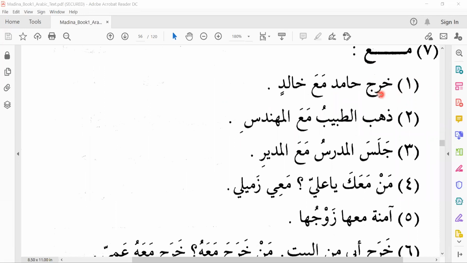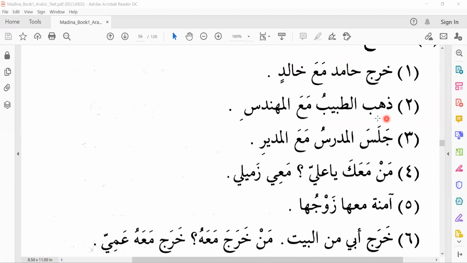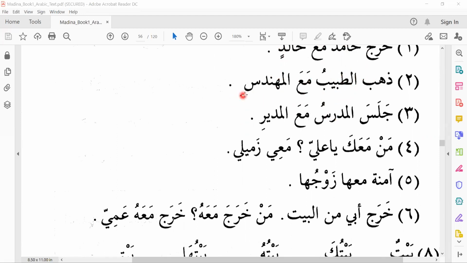Next exercise. Kharaja Hamidun ma'a Khalidin. Hamid went out with Khalid. Ma'a, so we are giving kasratain. ذهب الطبيب مع المهندس. The doctor went with the engineer. So here the kasra is because of ma'a.